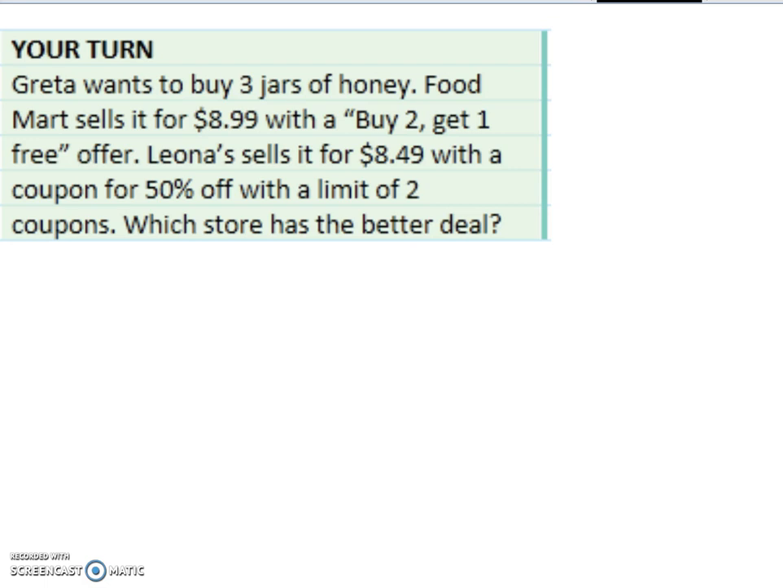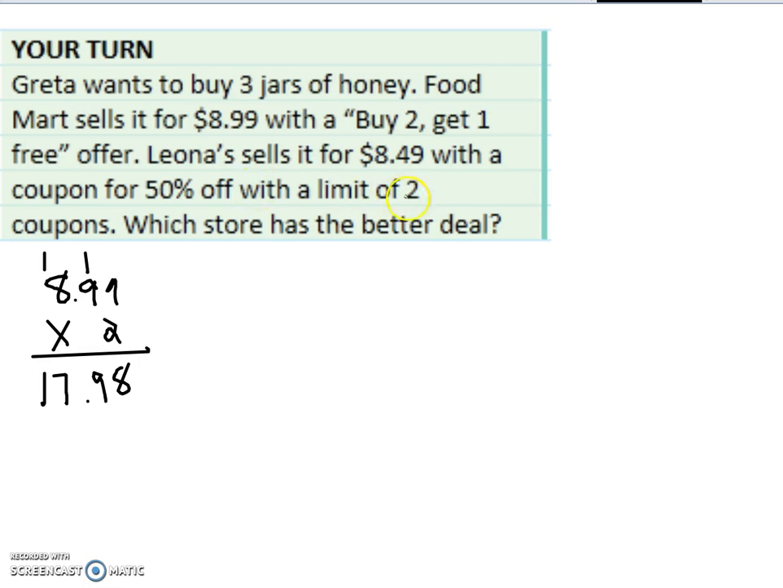Greta wants to buy 3 jars of honey. Food Mart sells it for $8.99 with a buy 2, get 1 free offer. So if we want to buy 3 jars, we're really only paying for 2 jars. So we're going to say $8.99 times 2. 2 times 9 is 18. 2 times 9 is 18, plus 1 is 19. 2 times 8 is 16, plus 1 is 17. Okay, so that's with Greta.